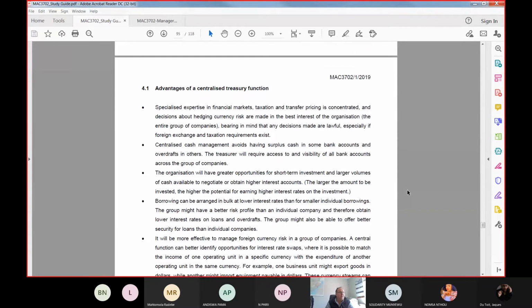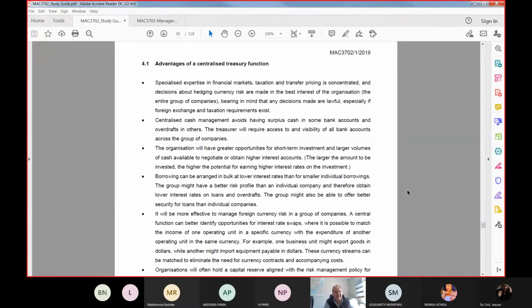Okay? So here are some of the advantages of centralizing treasury. One, specialized expertise in financial marketing, taxation, transfer pricing, and concentrated decisions about hedging and currency risk are made in the best interest of the organization, bearing in mind that any decisions made are lawful, especially where foreign exchange and taxation requirements exist. So it's an advantage, as you see there, because all the decisions are made within that same country.